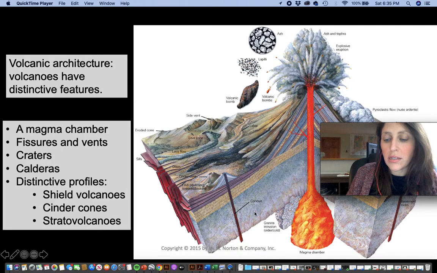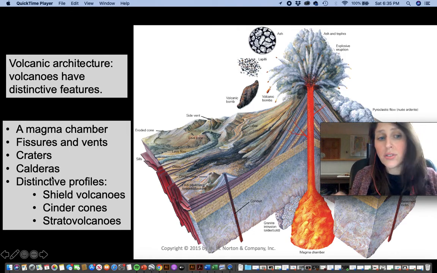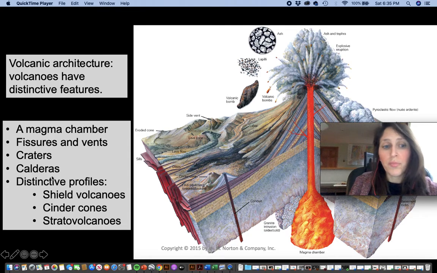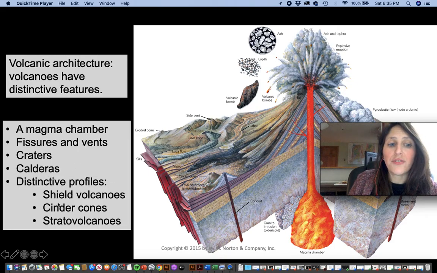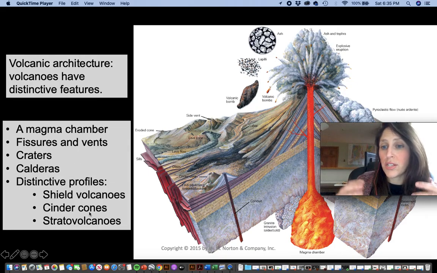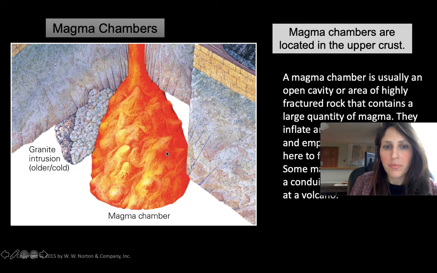These release different gases. They also release little bits of lava at some points here. You can see these little cracks of fissures where the lava can escape, craters and calderas. And then volcanoes have distinctive profiles. So depending on the type of magma, depending on the type of tectonic setting, you will have a different profile of your volcano, so the shape. So we'll look at those in a bit.